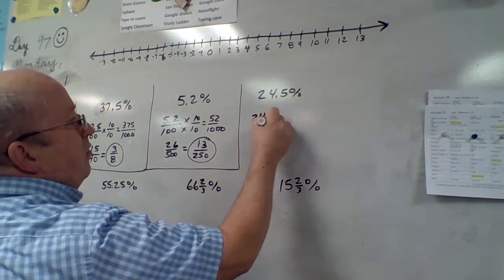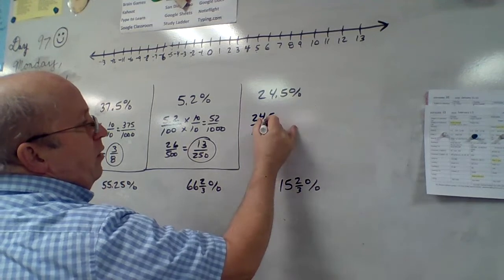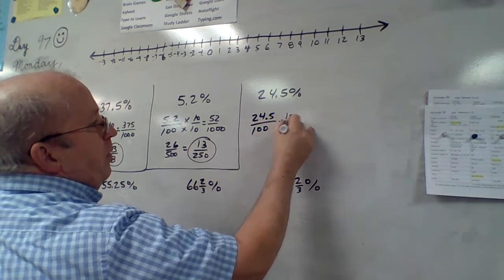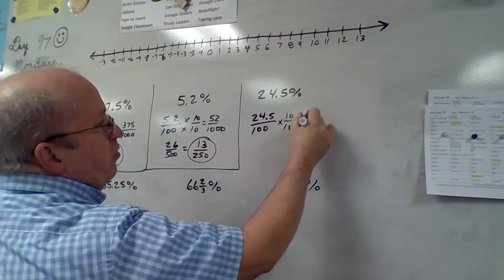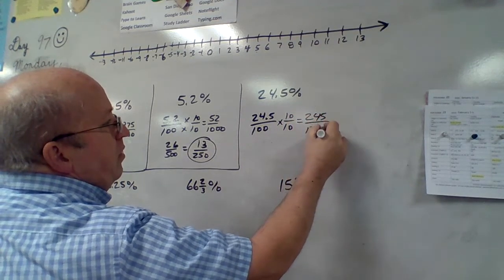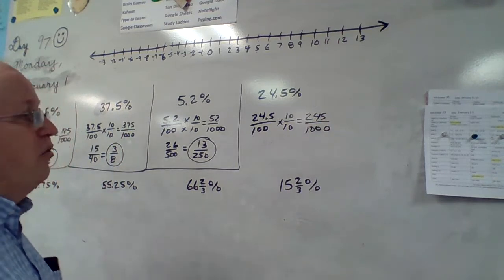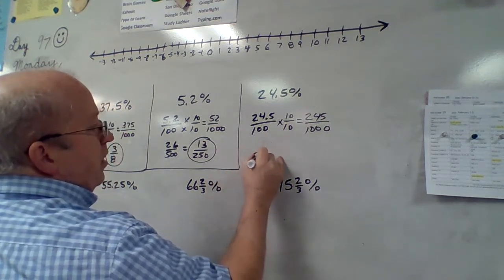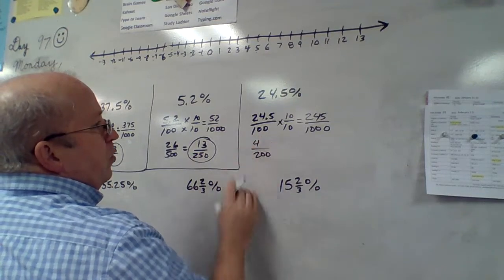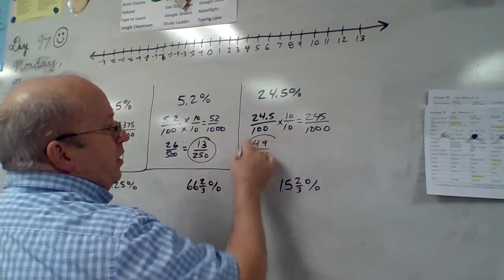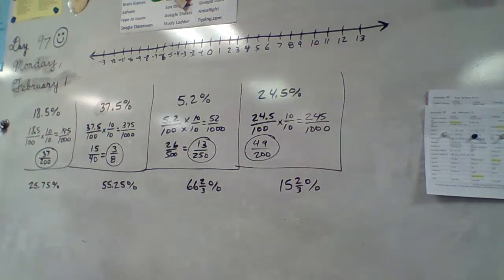24.5. Divide by 100. We've got to get rid of this decimal point, so we're going to be multiplying by 10 tenths. So in other words, just moving the decimal points over one spot. So I get 245 over 1,000. If I divide by 5, I get 200 on the bottom, and I get 49 on the top. And guess what? That's the simplified form for that. So far, we're following pretty much the same pattern of putting the number over 100 and then simplifying the fraction. Okay. What do we do down here?